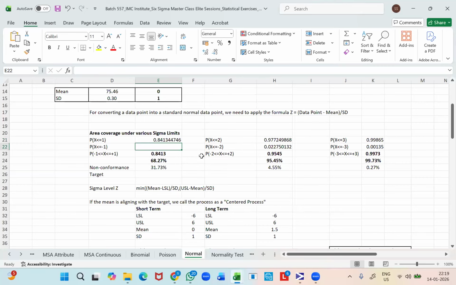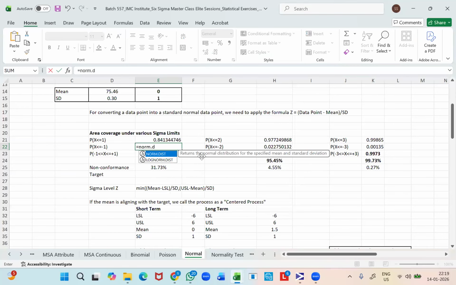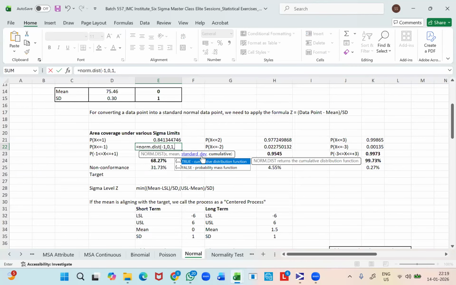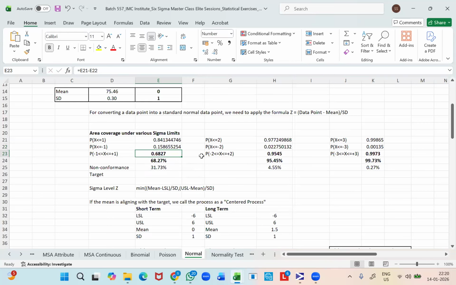So we get the entire area to the left of +1. From this, we need to subtract the area to the left of -1. So again, apply the formula =NORM.DIST, open bracket. Now the x reference value will be -1 here. Mean is 0, standard deviation is 1, cumulative will be true. Right? So this is the area to the left of -1. When we subtract these two values, you get the area between +1 and -1.